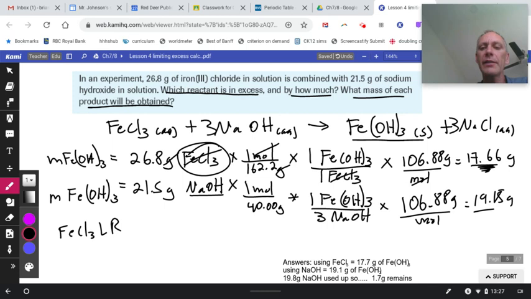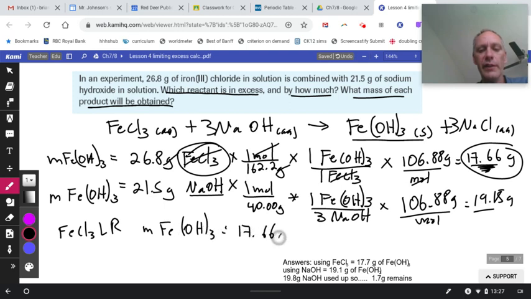So what mass of this product will we get? 17.66 grams. Mass of Fe(OH)3 is 17.66 grams. And that means our excess is the NaOH. Which reactant is in excess? NaOH. By how much? Okay, well, how much NaOH reacted?